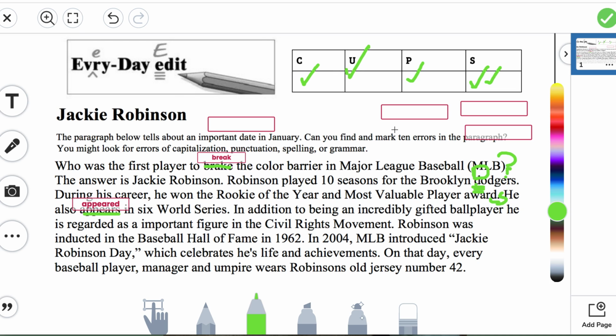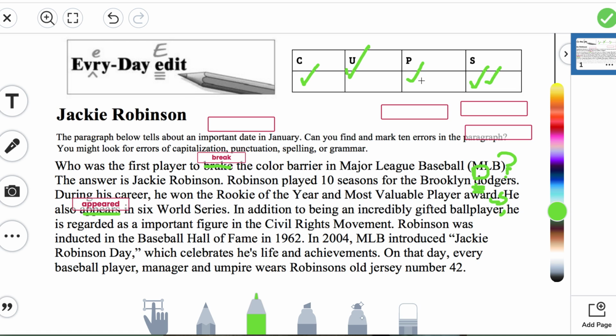Then we're going to look at, in addition to being an incredibly gifted ball player, he is regarded as, so we're going to add a comma after the word ball player. We need a pause there. We still have another phrase after that. He is regarded as a important figure, but first that was dealing with punctuation.